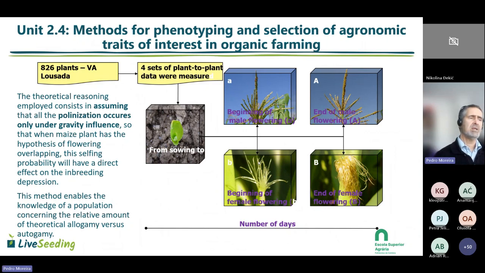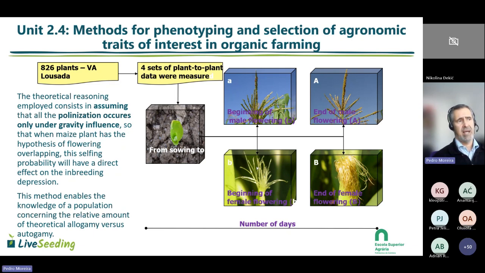We do this also with the female flowering. You can see here the silks are quite erectophilous, and then the silks were already pollinated, so they are not irritated anymore, and they will dry.